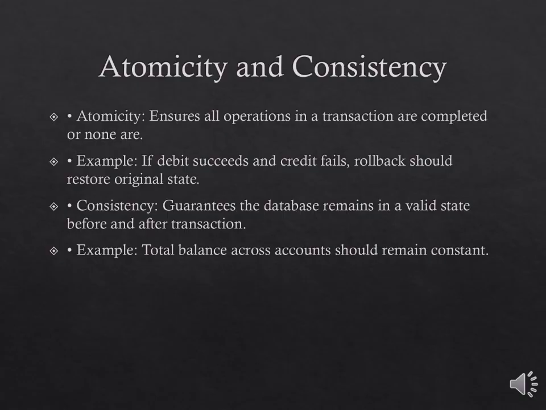Next, atomicity and consistency. Atomicity means all operations of a transaction must be completed. Either all happen or none happen. Let's say the debit succeeds but the credit fails. Then we must roll back the entire transaction to the original state. Consistency ensures that the database stays valid before and after a transaction. For example, the total balance between two accounts must remain constant before and after the transfer.